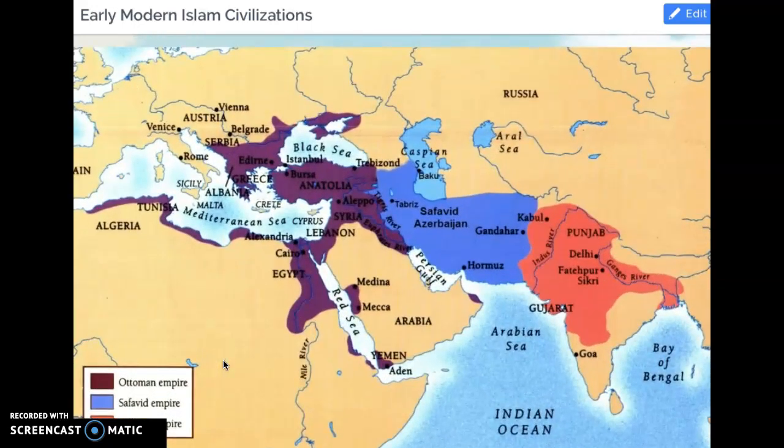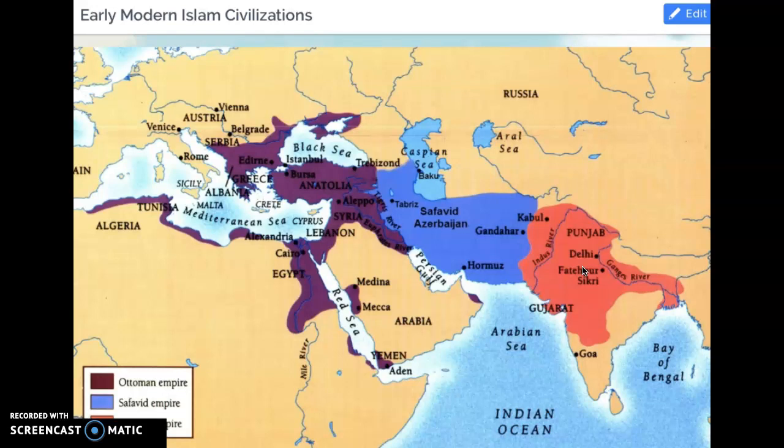This map shows the three we're going to talk about, and I'll just talk about a helpful way to remember. So the farthest to the west and closest to Western Europe is the Ottoman Empire, where present day Turkey is at. Then you have in the middle the Safavid Empire, where present day Iran is at. And then you have the Mughal Empire, which present day India is at.